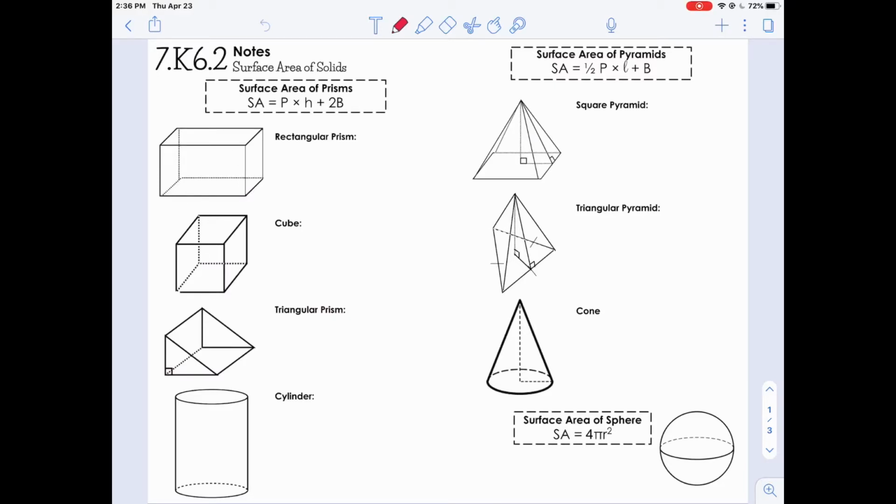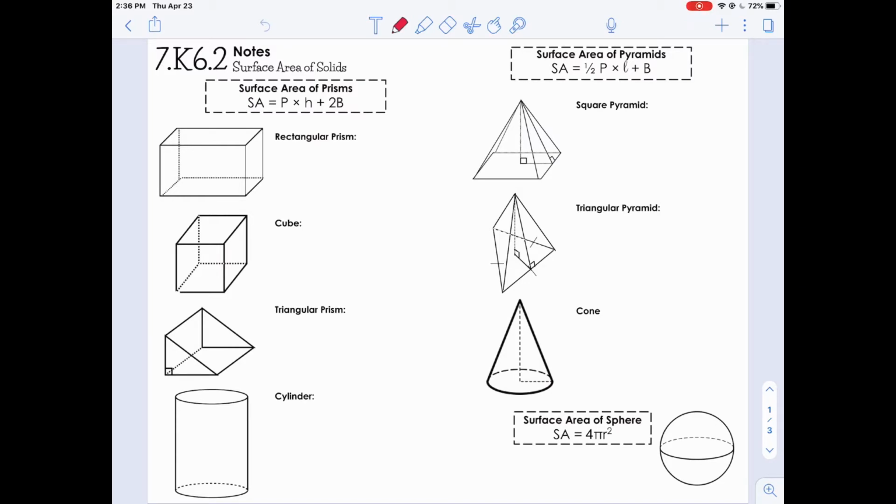Today we're going to talk about surface area of solids. On Tuesday we learned about volume of solids, and you've been practicing that over the last few days. And today we're going to talk about surface area. Surface area is the area of the outside of a 3D shape. So all of the outside pieces added together is essentially what we're doing.